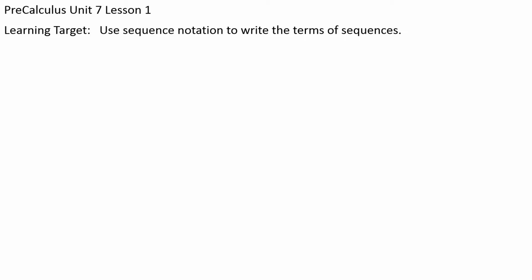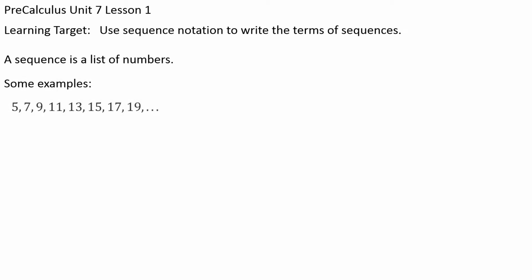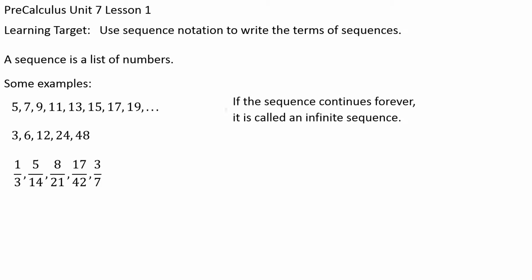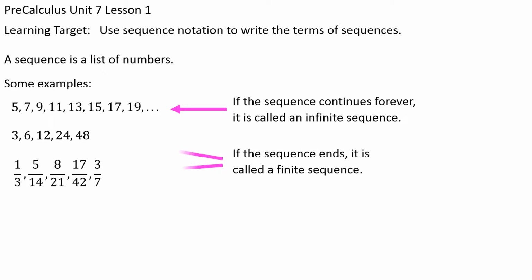Okay, we're going to be taking a look at the sequence and making sure we can use sequence notation to write the terms of sequences. Sequence, pretty simple, it's a list of numbers. Now the list of numbers might go on forever, in which case that's an infinite sequence. Or the list of numbers stops. You say, hey, it's a finite sequence. It didn't go on forever.